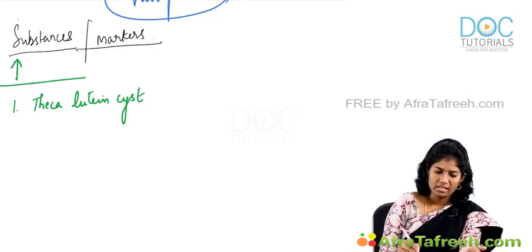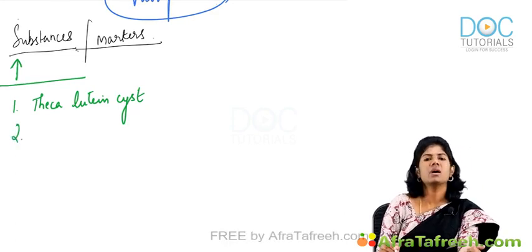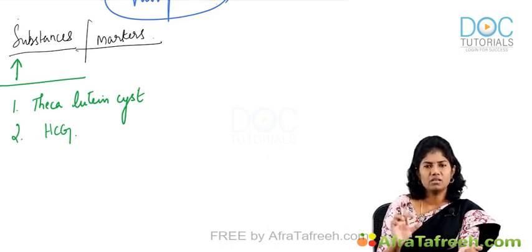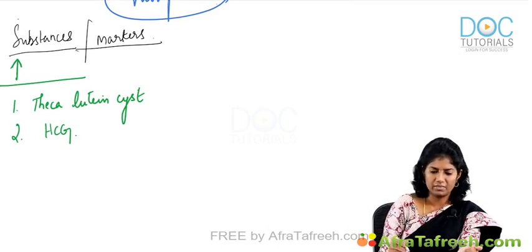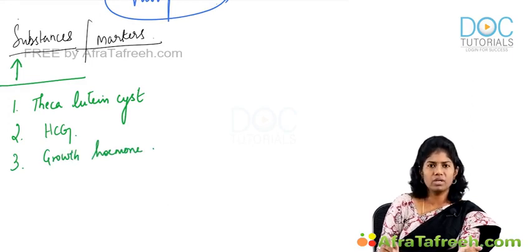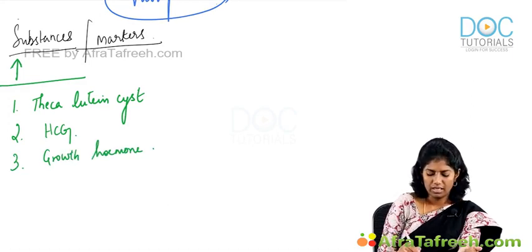So, HCG itself is actually a marker for preeclampsia. So, high levels of HCG, and in turn theca lutein cysts, are factors that will increase the chance of preeclampsia. Next is growth hormone. High levels of growth hormone increase the risk of preeclampsia.